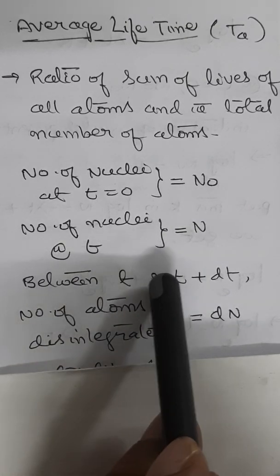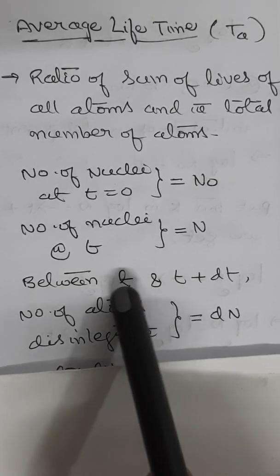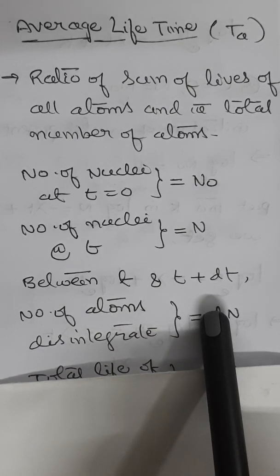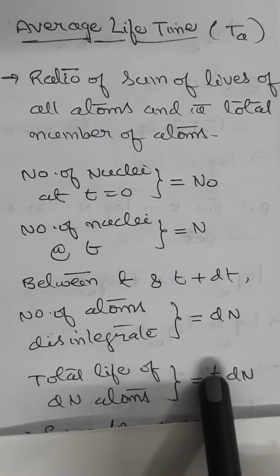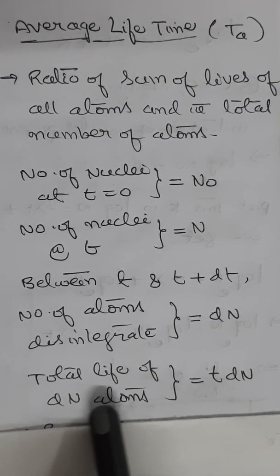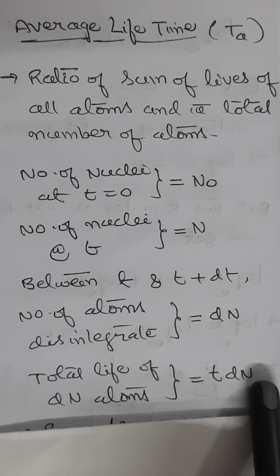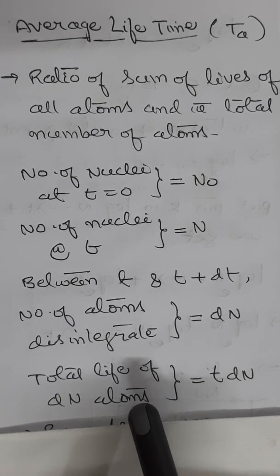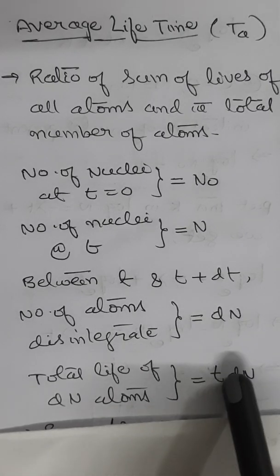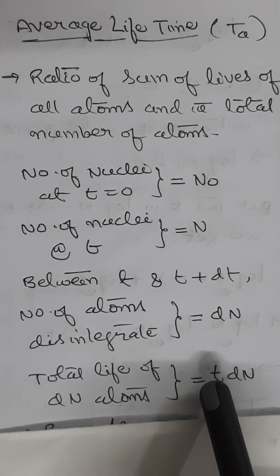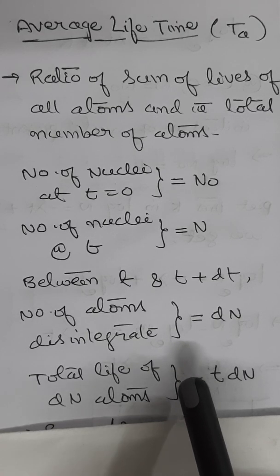Now, between the time intervals t and t plus dt, we consider the number of atoms that disintegrate within this time interval as dN. Therefore, the total life of dN atoms will be t into dN. Because the life of the total number N0 of nuclei varies from 0 to infinity, we can integrate this between the limits 0 to infinity. The total number of nuclei available is N0 only.